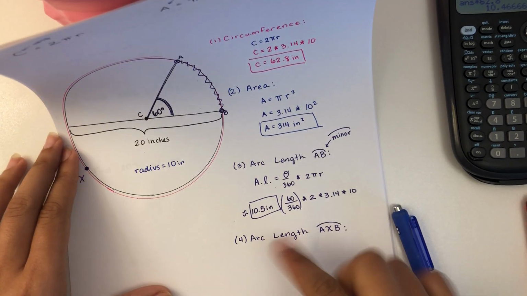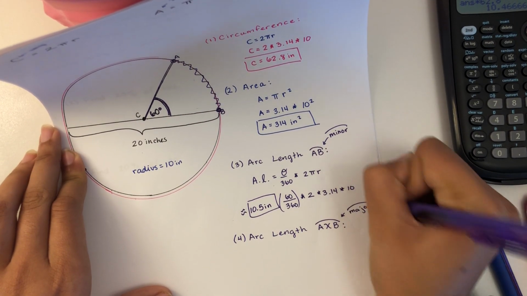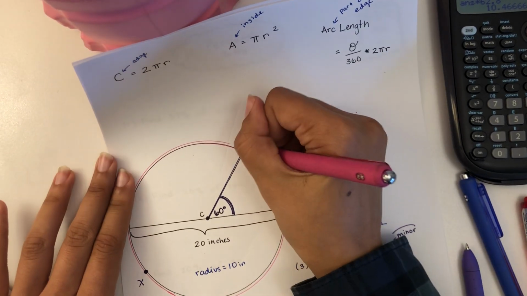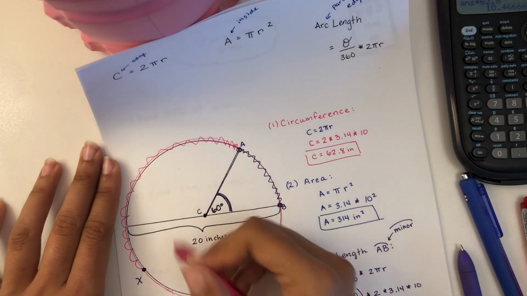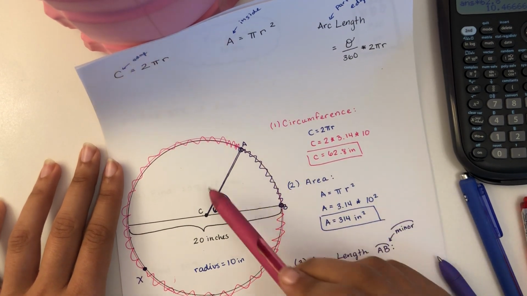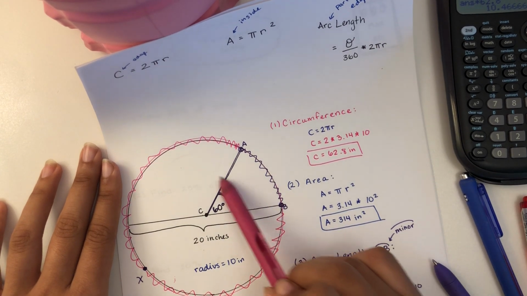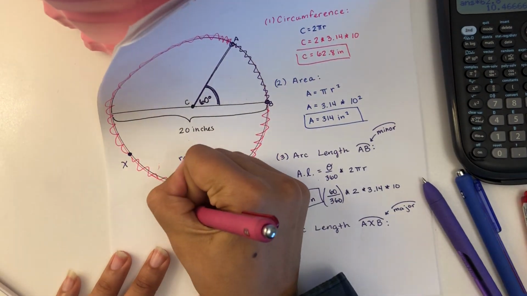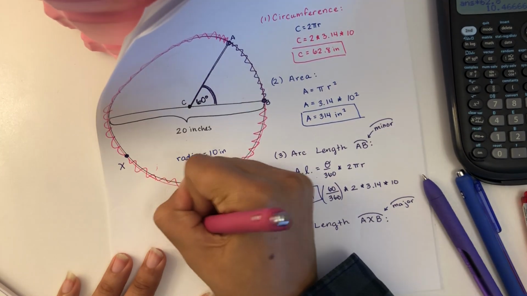All right, now it says arc AXB. Since there's 3 letters, that means that this is a major arc. So they want you to start at A, go towards X, which is down there, and then all the way to B. So they want this entire length. This 60 belonged to AB, but if I want the rest of it, I have to subtract 60 from 360. And that gives me 300.